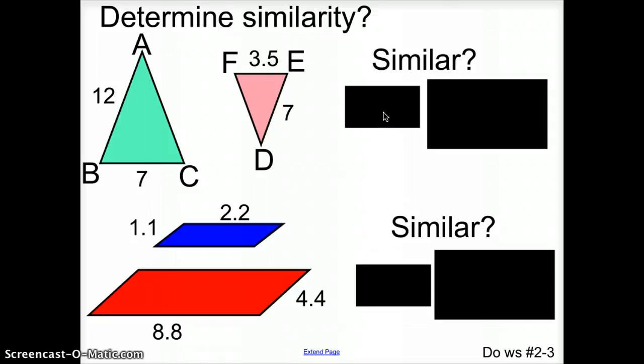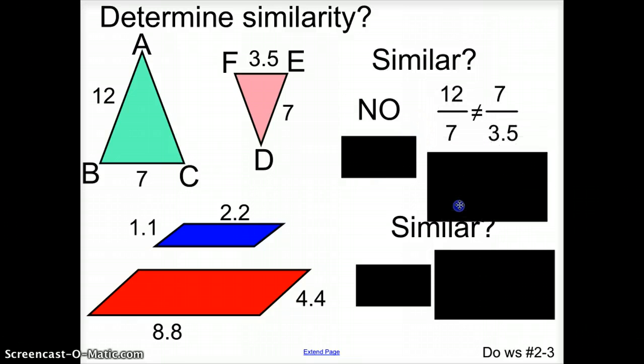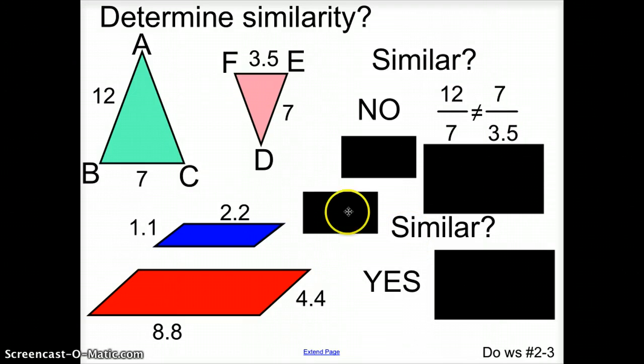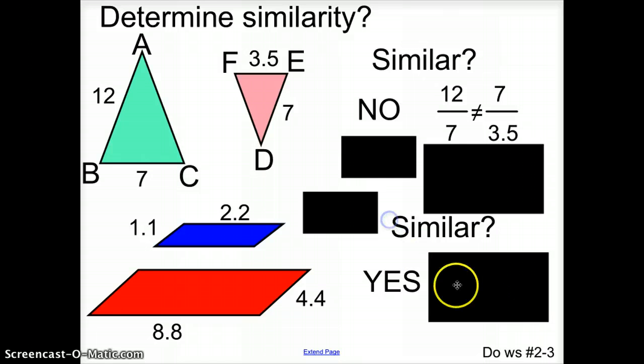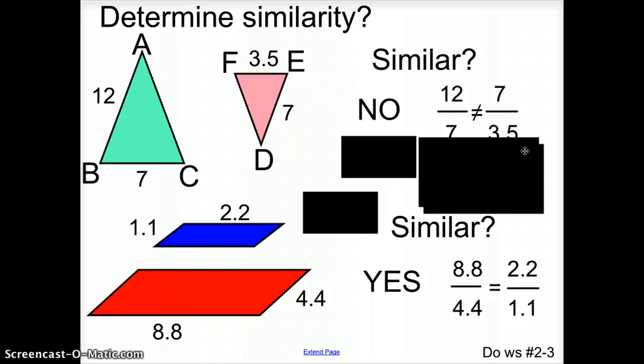Let's see what we found for the first one. The two triangles are not similar, and here's the proportion you should have come up with. 12 sevenths does not equal 7 over 3.5. When you cross multiply, you do not get equal numbers, and therefore they're not similar. The second one, to see if they're similar, you should have said, yes, they are. And the proportion you should have used to find that out was 8 over 8 equals 8.8 over 4.4 equals 2.2 over 1.1. Simply, they multiply both sides by 4 to get these two fractions.